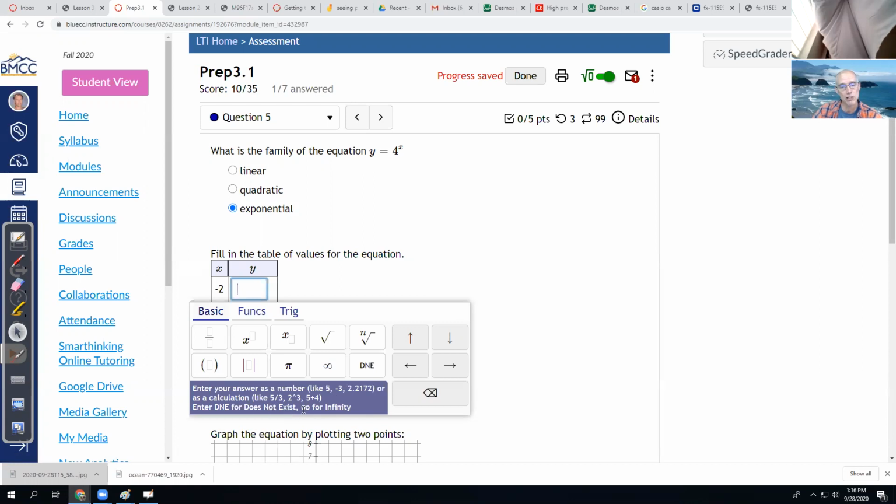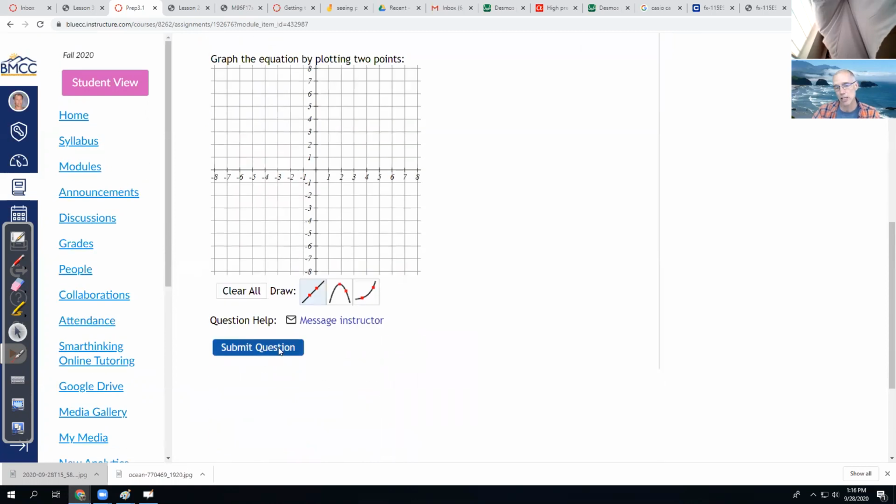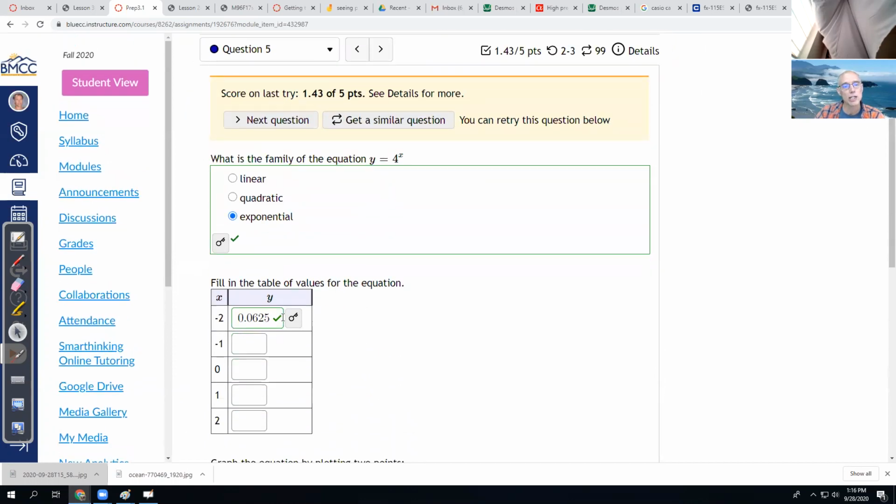So I hit more and it gives me more information about what to type. So I could type 0.0625, what my calculator told me. So I'm just going to hit enter for fun. So if I hit submit now, I'm going to get a lot of this wrong. Don't do that too many times because you'll use up your 3 attempts. So I got that right.